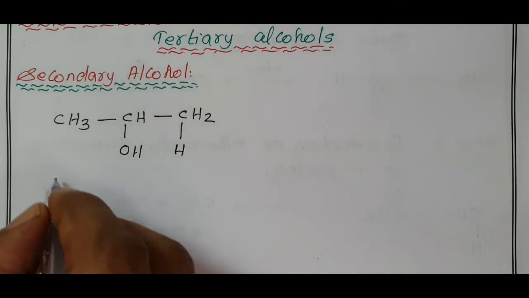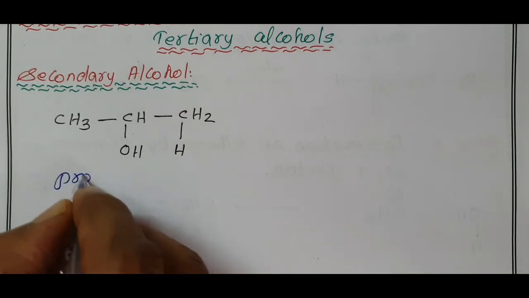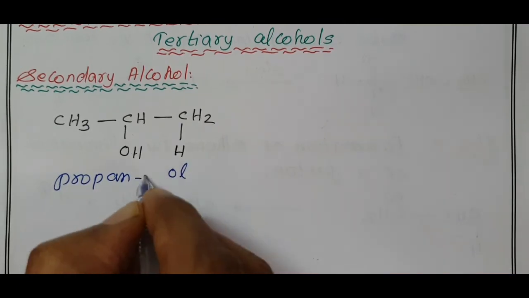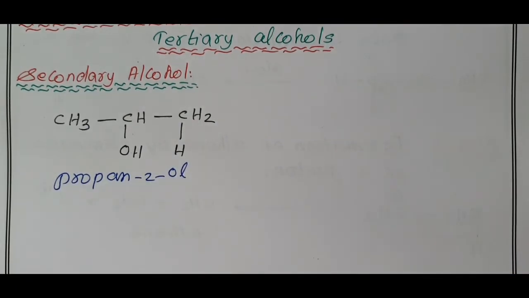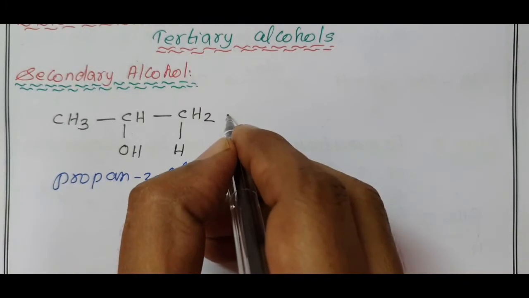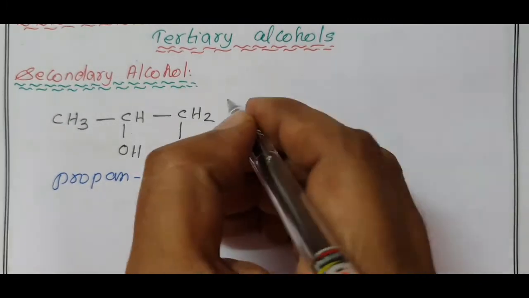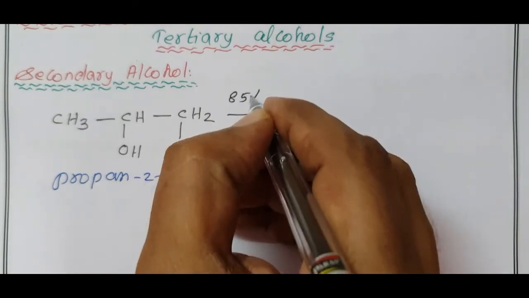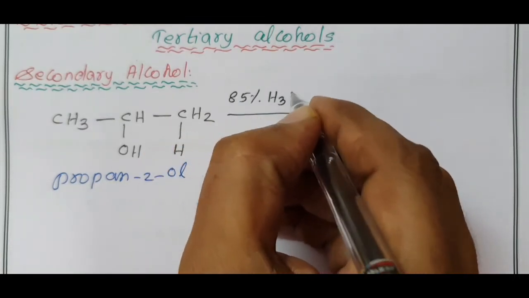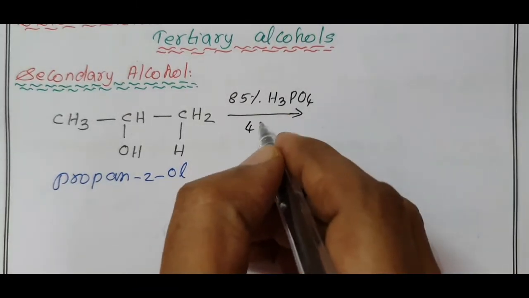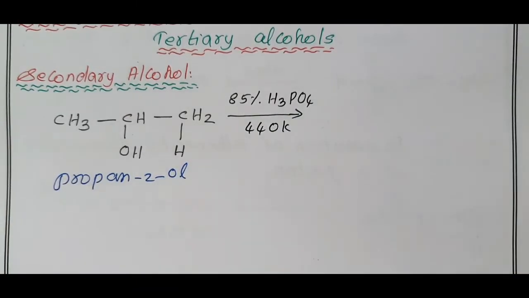3 carbon atoms, propane, carbon single bond, N, OH, position of OH 2, propanol. Undergo dehydration, intramolecular dehydration, in presence of 85% orthophosphoric acid and when heated to 440 Kelvin.